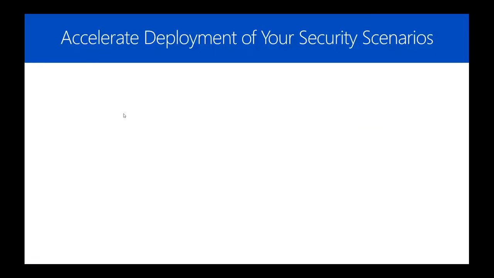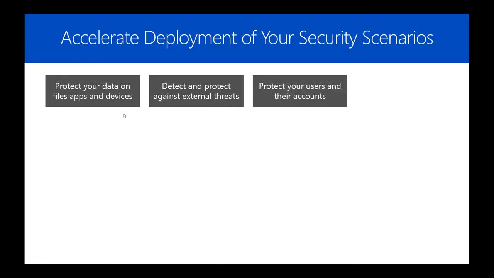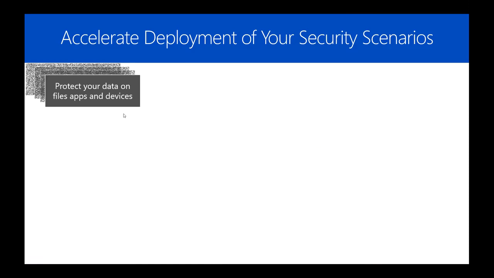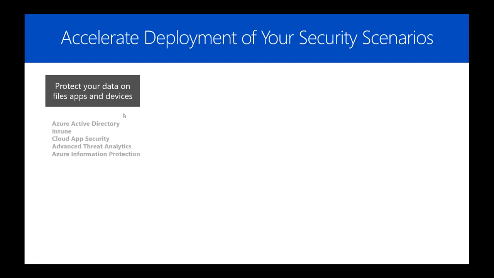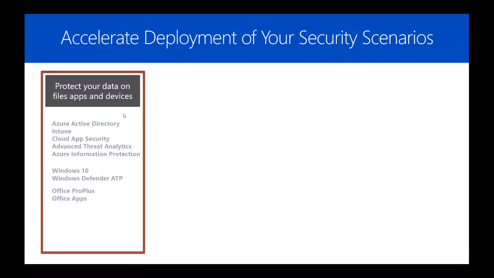So let's say, for example, that you have different scenarios where you want to apply the Microsoft 365 suite. Maybe you first want to just implement protection for your data on files, apps, and devices. In that case, you might need some products from the EMS suite. You might need your Windows 10 Defender Threat Protection, your Office applications, and the Professional Plus license.